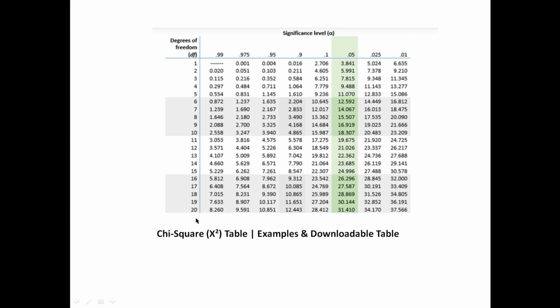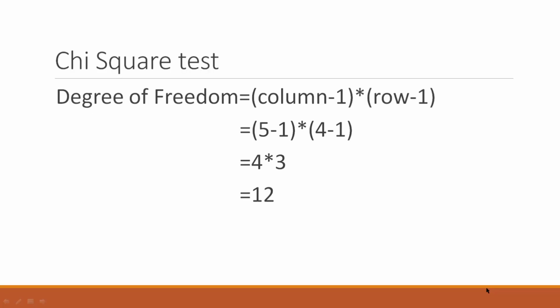So how to calculate the degree of freedom? It can be found out in a simple way. We can use this formula where degree of freedom is equal to (column minus 1) into (row minus 1). In our table there were 5 columns, so we have 5 minus 1, into, and there were 4 rows, so 4 minus 1. So we finally got 12 degrees of freedom. Now we have a significance value of 0.05 and we have a degree of freedom as well. Now we can find the tabulated value of chi-square.